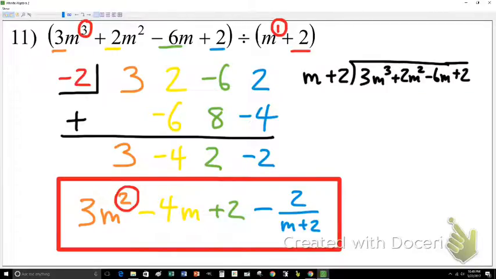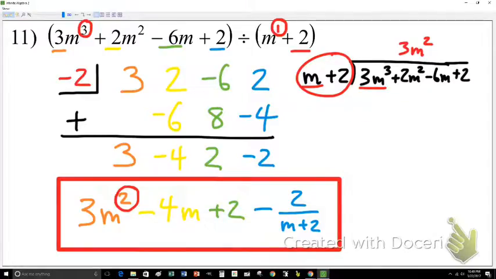Now to start this process, I'm going to put my results up at the top above the division symbol here. To begin this, I need to take the leading term of this polynomial and divide it by the leading term here, in this case m. So 3m cubed divided by m, what would that be? That would be 3m squared. Okay, so I'm going to put 3m squared above there. Now I take the 3m squared and multiply it by this binomial that's here, and I place that result underneath here.